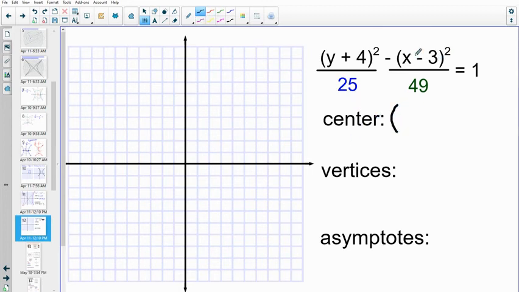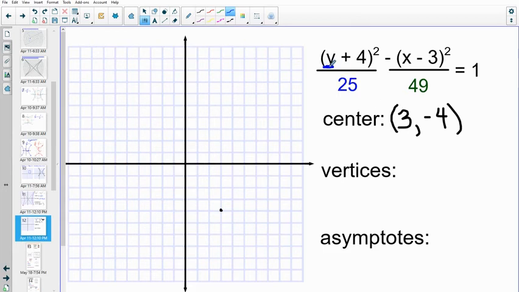My center, I've got x minus the x value. Again, I'm looking at x before y. Here I've got y plus 4, that is y minus negative 4. So my y value is negative 4, no problem there. 1, 2, 3, down 1, 2, 3, 4. There is my center. I will take a look at my vertical.